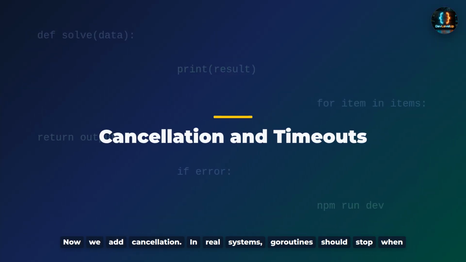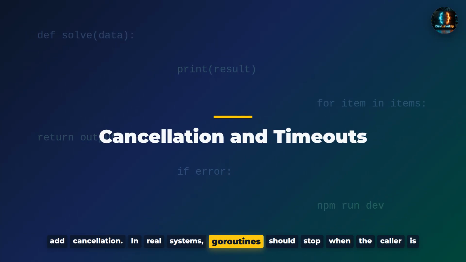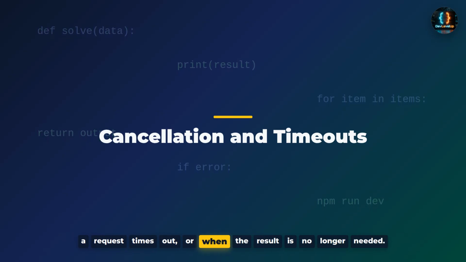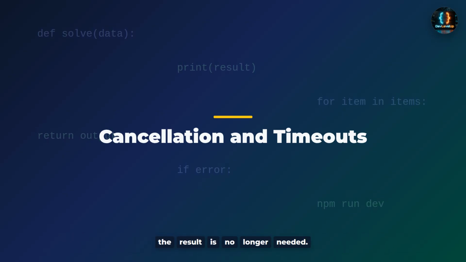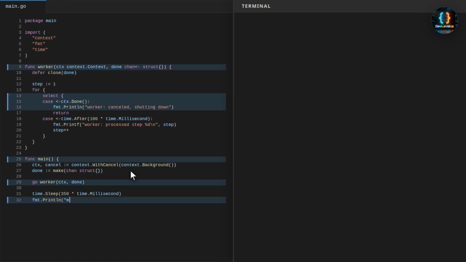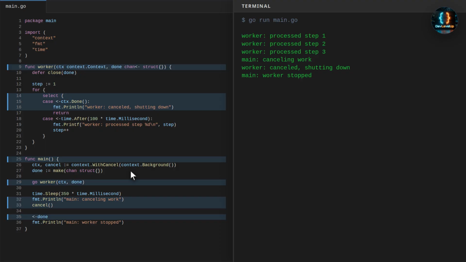Now we add cancellation. In real systems, goroutines should stop when the caller is done, when a request times out, or when the result is no longer needed. Long-running work should have a way to stop. Here, main creates a cancelable context, starts a worker loop, lets it process a few ticks, and then calls cancel. The worker listens to ctx.Done inside select, so shutdown is part of the normal control flow.